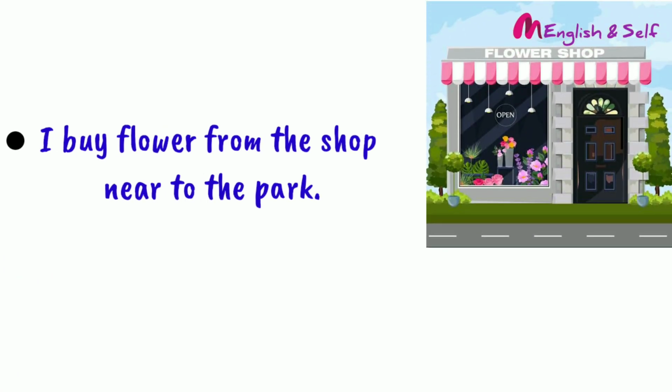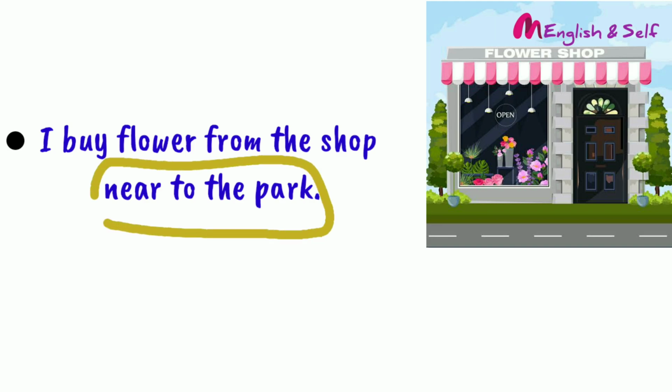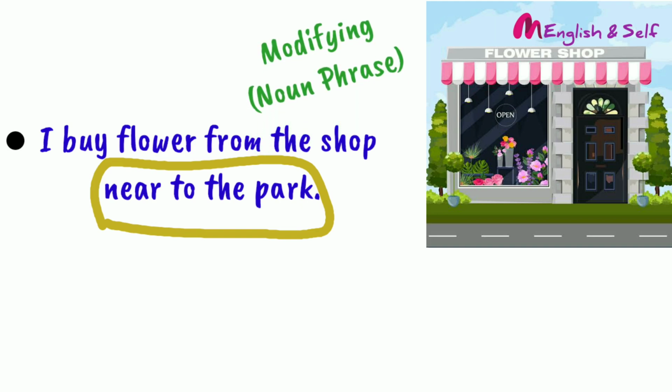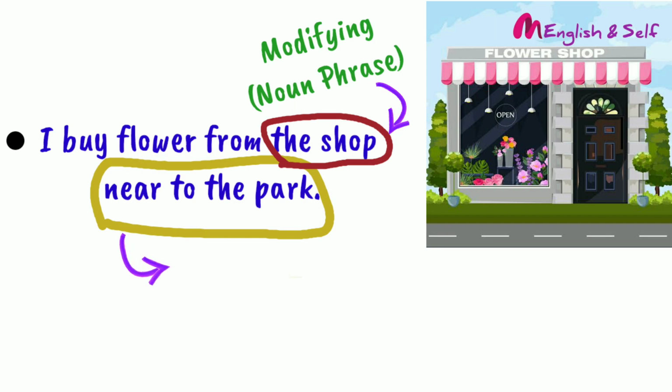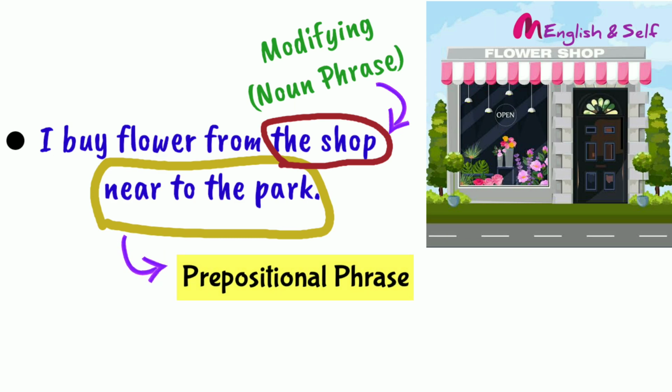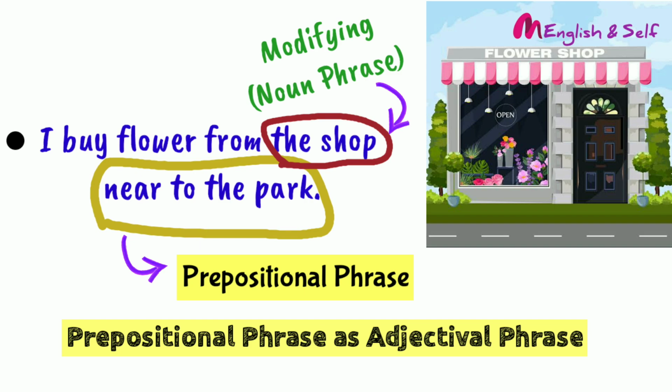For example, if I say, I buy flour from the shop near to the park. Here, I'm specifying which store, the one near to the park. So here, this group of words, near to the park, is modifying or giving additional information on the noun phrase, the shop. Therefore, it's your prepositional phrase. And as here it's working as an adjective, so you can call it prepositional phrase as adjectival phrase. Well, you don't have to remember this big name, prepositional phrase as adjectival phrase. You can simply call it prepositional phrase. That's fine.